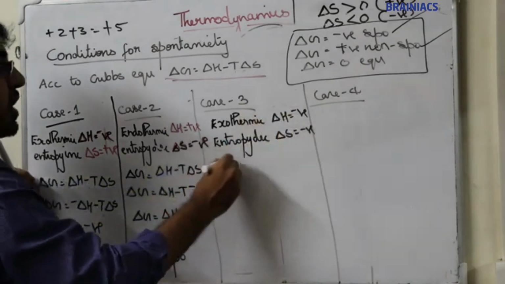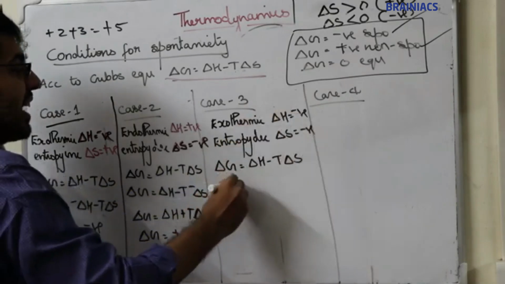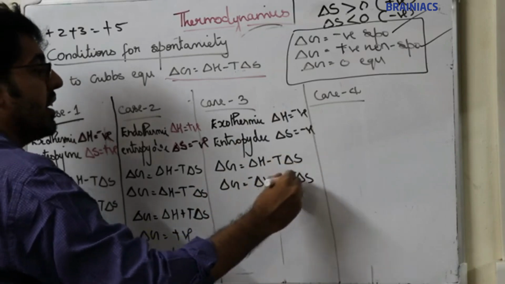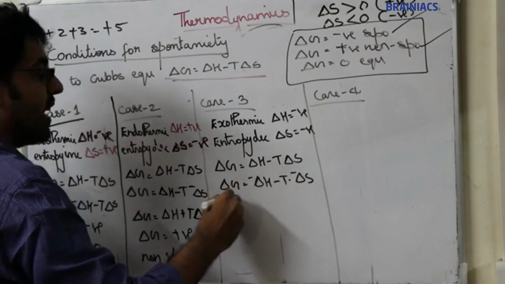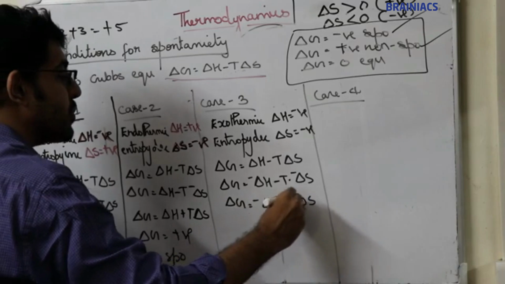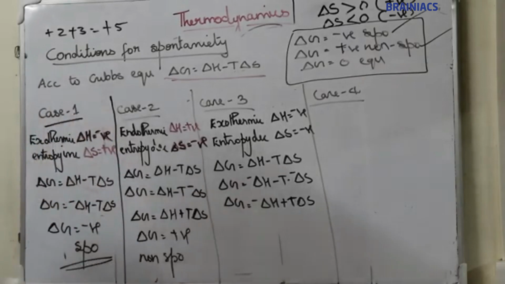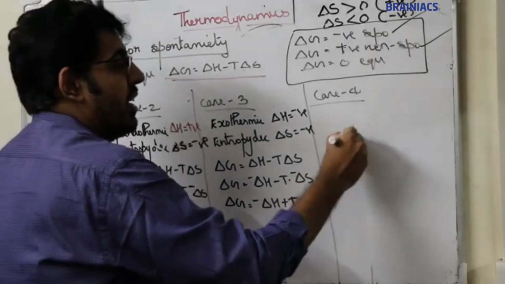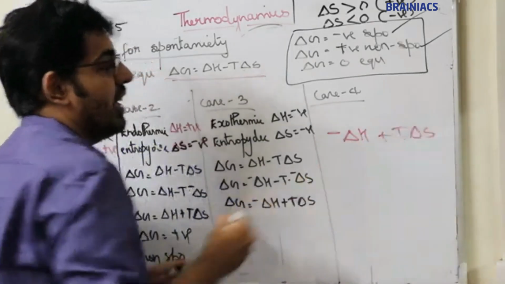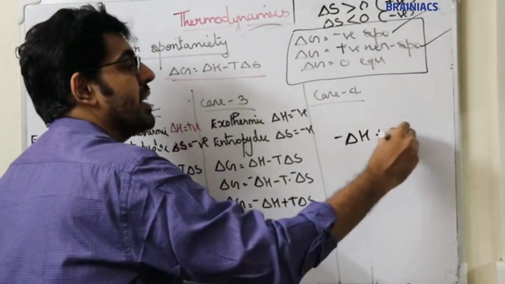Now according to Gibbs equation, delta G is equal to delta H minus T delta S. Here delta H is negative, and delta S is also negative. So delta G is equal to minus delta H plus T delta S. Right. Now here you have to consider two important cases. Here we have minus delta H and plus T delta S.